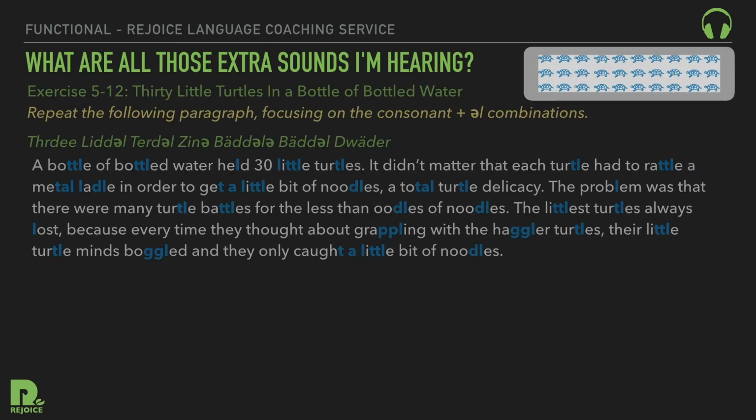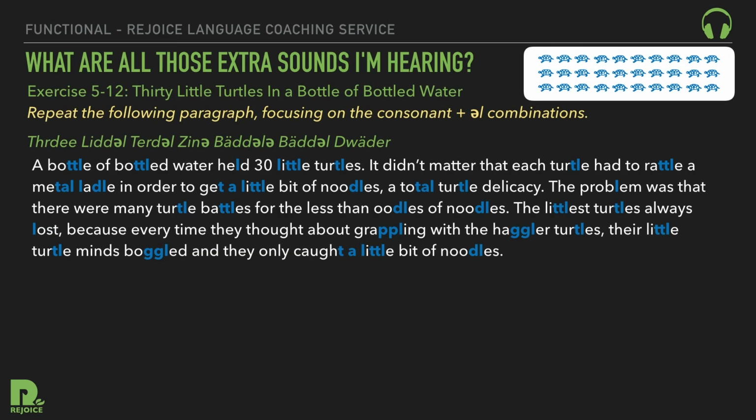Exercise 5:12. 30 little turtles in a bottle of bottled water. Repeat the following paragraph, focusing on the consonant plus schwa-L combinations. 30 little turtles in a bottle of bottled water. A bottle of bottled water held 30 little turtles. It didn't matter that each turtle had to rattle a metal ladle in order to get a little bit of noodles.